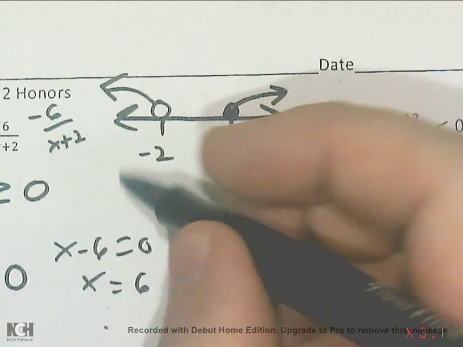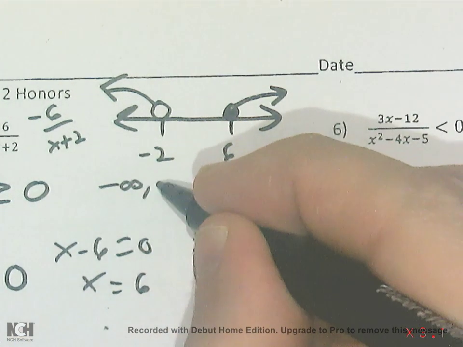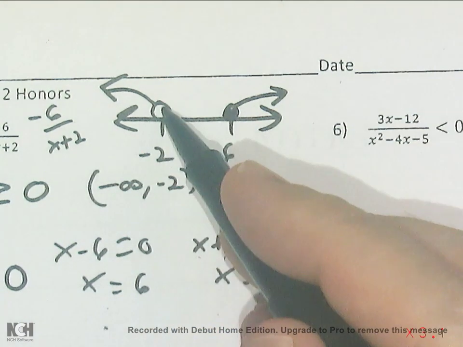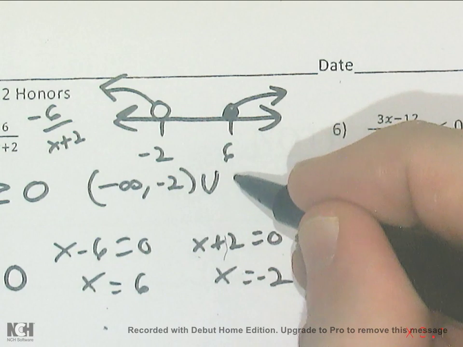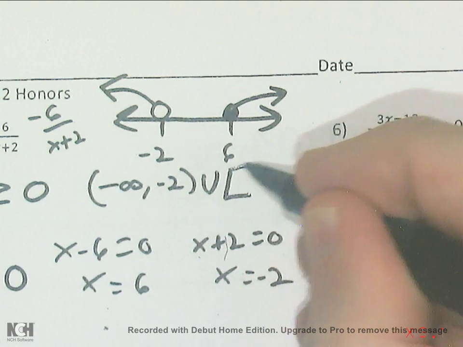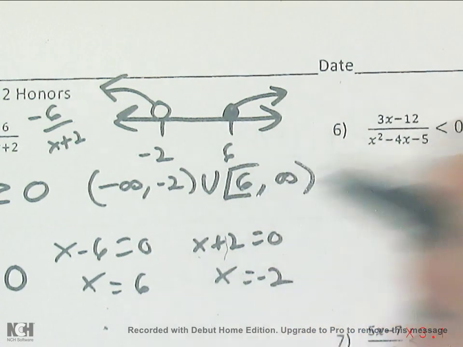So then I just have to write my interval notation. It would be negative infinity to negative 2 in parentheses because it's an open circle. Infinities always have a parenthesis. Then I have my union. And then this is a closed circle, so bracket 6 to infinity.